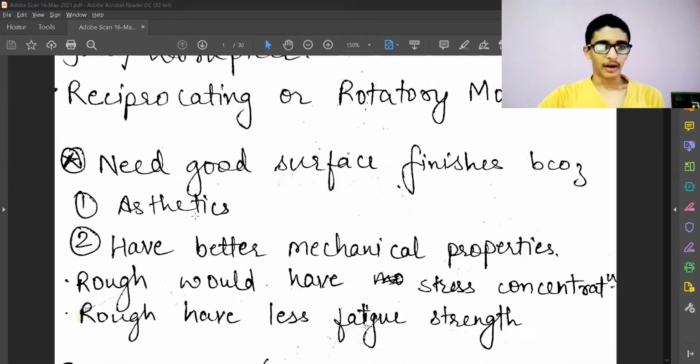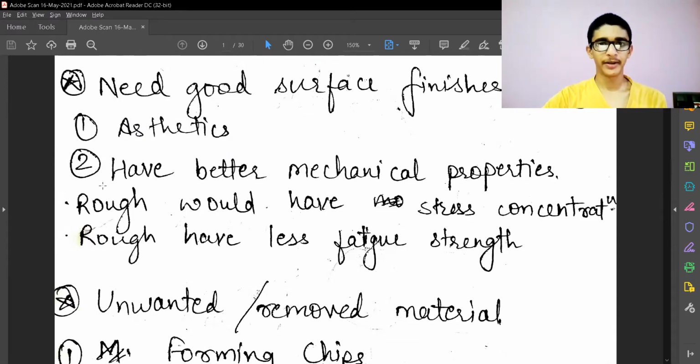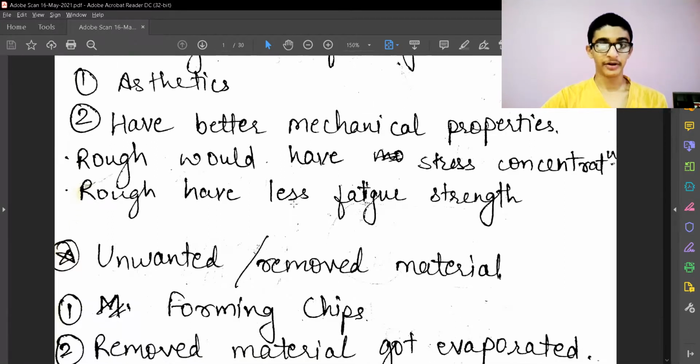Now, the final aim is to get good surface finish. One reason is aesthetics: I want good surface finish so my customers are attracted to my product. The second is to have better mechanical properties, because a rough surface would have stress concentrations, and a rough surface would also have less fatigue strength, while smooth surfaces are very good at endurance tests.